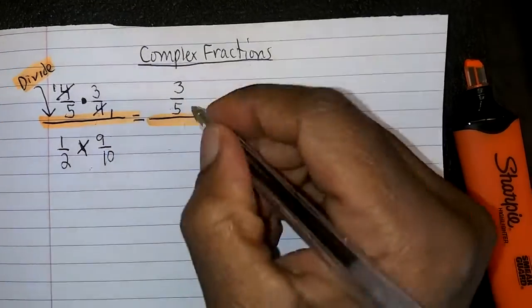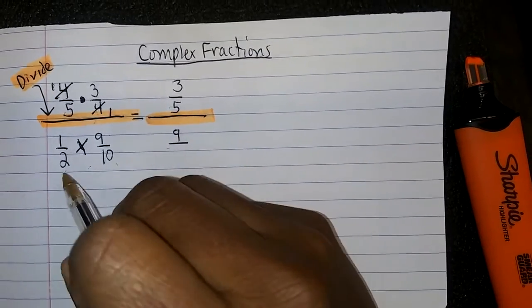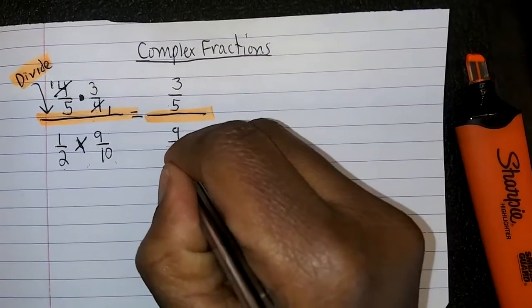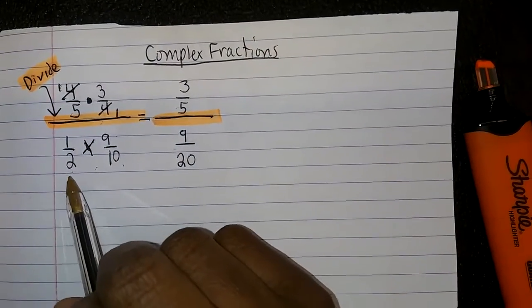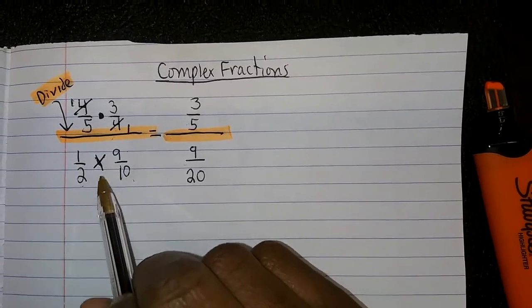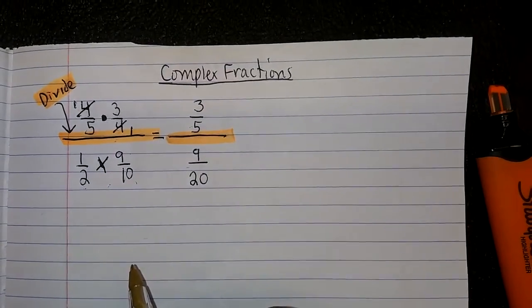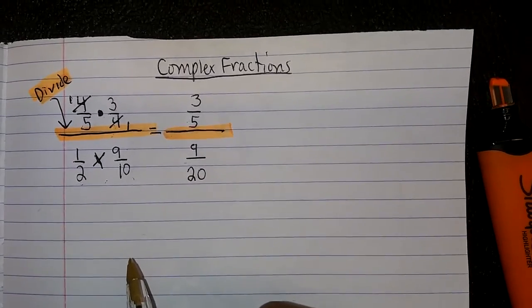Numerator times numerator, 1 times 9 is 9. And denominator times denominator, 2 times 10 is 20. Remember, when you look to cross cancel, you cannot cross cancel denominator and denominator or numerator and numerator. It must always be a numerator canceled or reduced with a denominator.